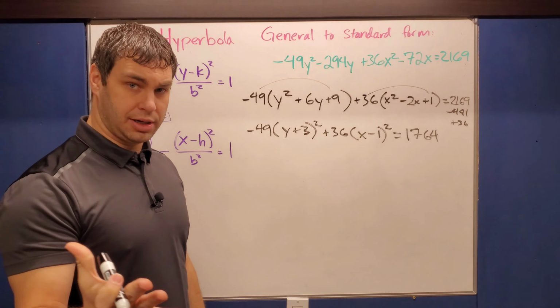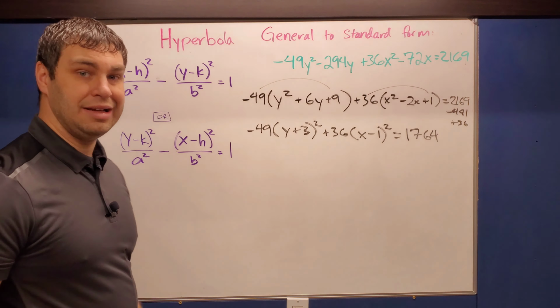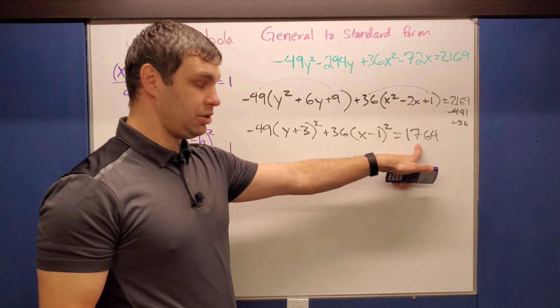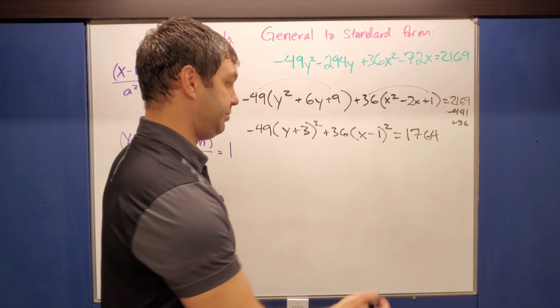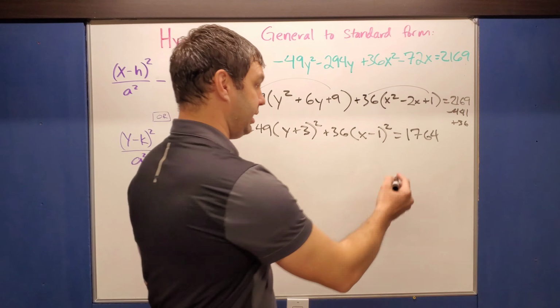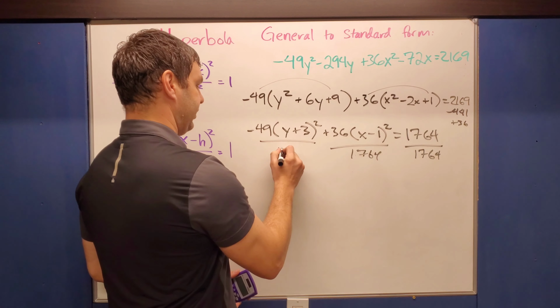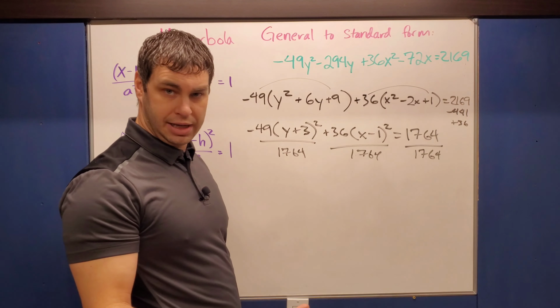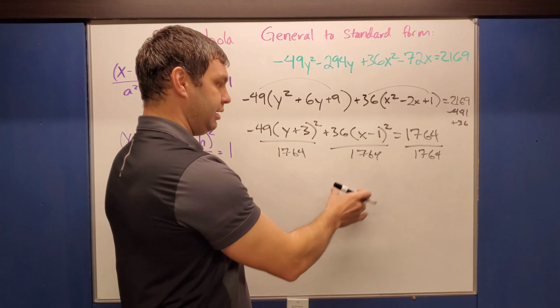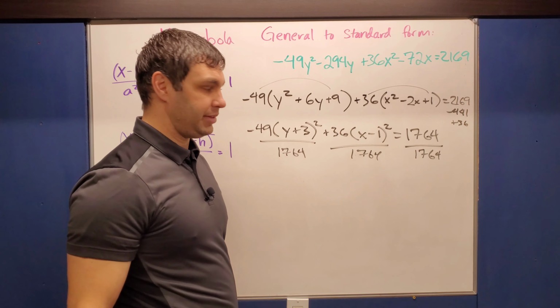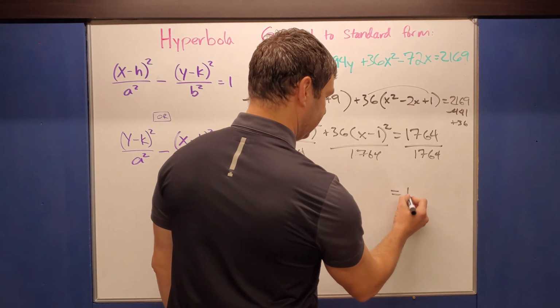Okay, now in both of our standard forms over here that you see, they equal 1. So we want ours to equal 1, which means I need to divide both sides by 1764. This is an okay math move because we're dividing everything by 1764. Therefore, this will equal 1 on the right side.